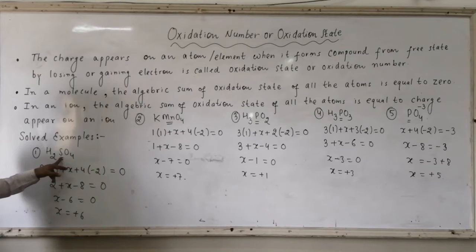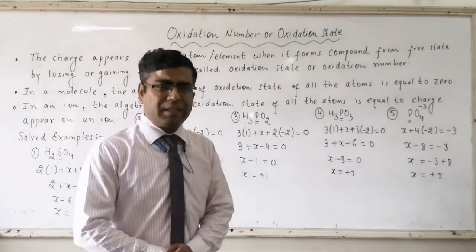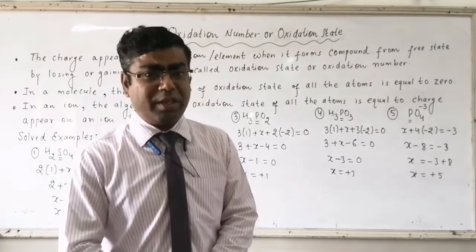Plus sulfur. It is unknown. We have to calculate for sulfur. So put X for sulfur. Then plus, how many atoms over there? There are 4 atoms of O. So it is 4 into. In most of the cases, the oxygen atom exhibits -2 oxidation state.